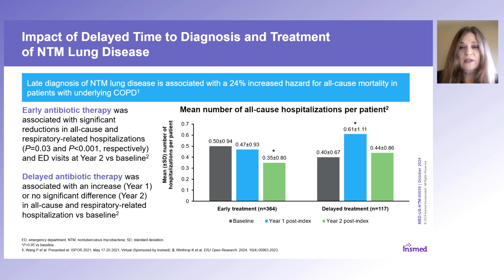Another study presented by Dr. Winthrop at ATS in 2022 showed that patients who received early treatment with antibiotics had a significant reduction in all-cause and respiratory-related hospitalizations and emergency department visits at year 2 compared to baseline. For those patients who received delayed treatment with antibiotics, they saw an increase in all-cause and respiratory-related hospitalization burden at year 1 and no difference in these measures at year 2 compared to baseline.